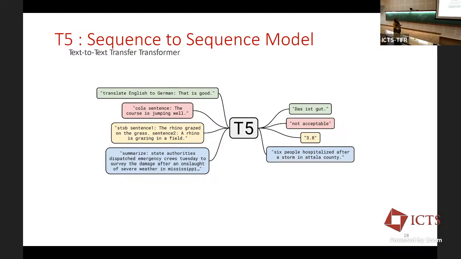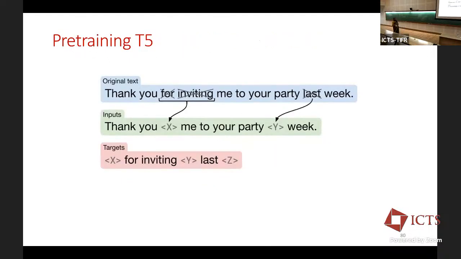This is inference tasks. It says, if the rhino grazed on the grass, sentence 2 is rhino is grazing in a field. It asks, does sentence 1 entail sentence 2? Grass and field, a field may have grass, may not have grass. So it has a score of 3.8. Then the summarization. So these are some tasks on which such models are trained.